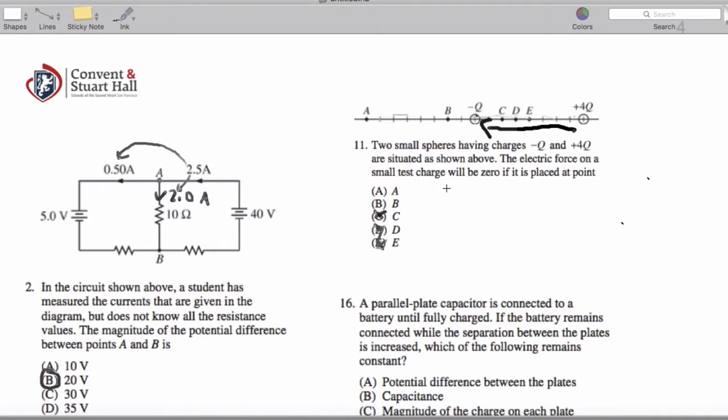Let's check A first. So let me just count units of measurement here in terms of these little gaps, or whatever they're called, ticks. So 1, 2, 3, 4, 5, 6, 7, 8. There's 8 ticks between A and negative Q, and 16 ticks between A and +4Q. So let's write the field down for A as negative Q over 8 squared, and then we'll add to that +4Q over 16 squared. And when we work that out, that's going to be negative Q over 64 plus Q over 64, which gives us 0 for the field. So that's how we're getting A.